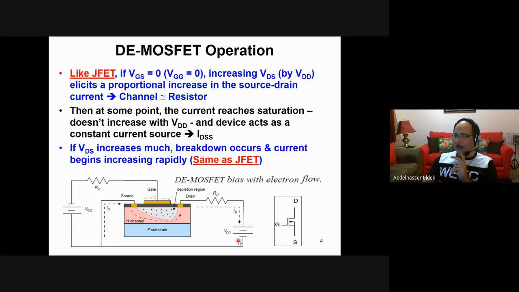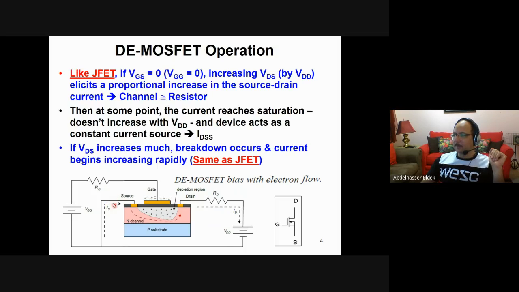So what will happen? We'll have some electrons here. The electrons are moving. They will force the current or electrons to move from the source to the drain through the channel. This will happen when VGG equals 0, which makes the gate source voltage equal 0. So this is again exactly the same as the JFET. This is exactly as if I am reviewing the JFET.